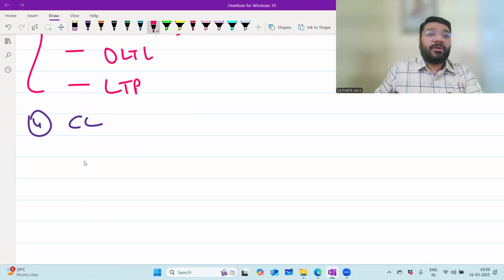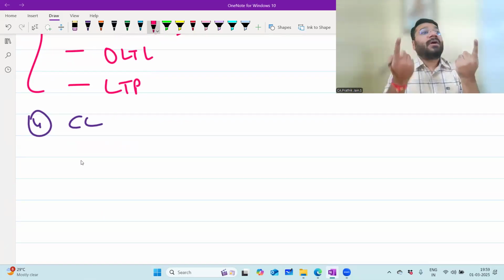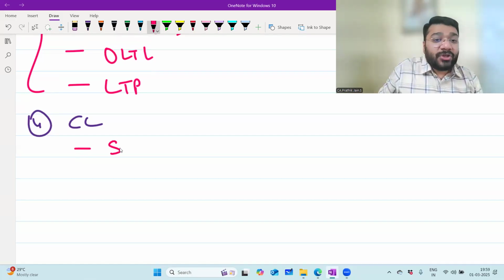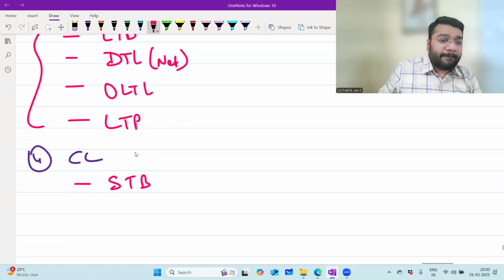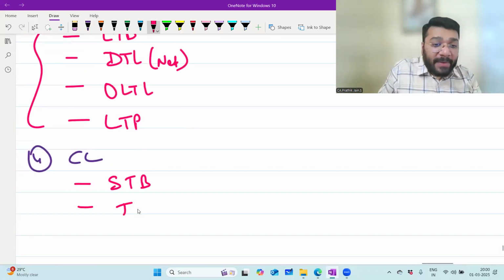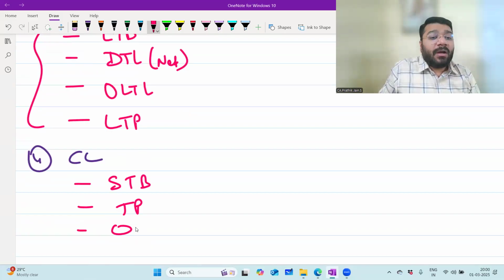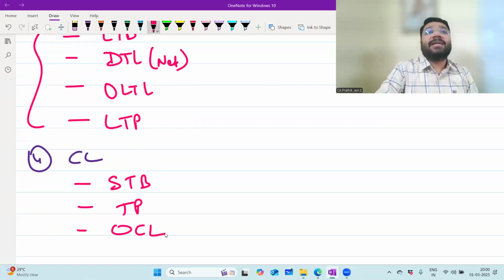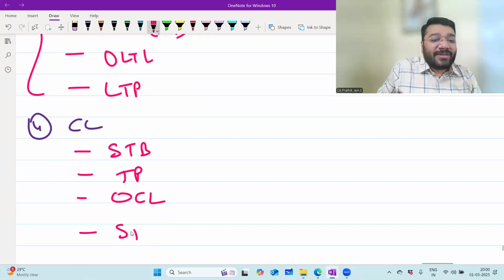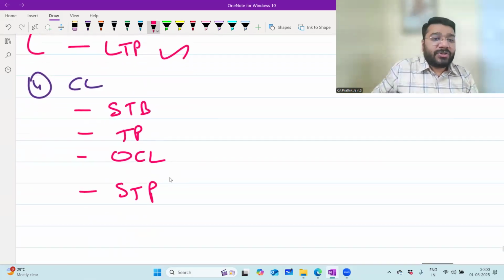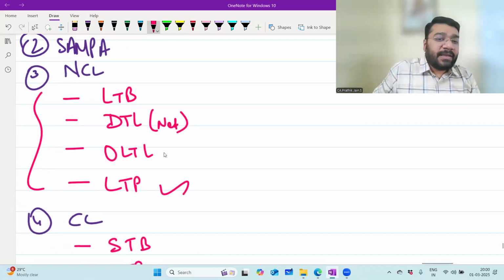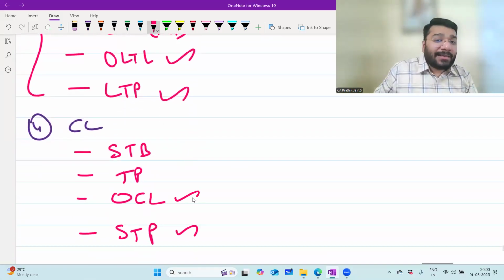Under current liabilities, how many classifications? Four. Are you sure? Yes, sir. So non-current also has four, current also has four. Short-term borrowing: long-term borrowing is one, so short-term borrowing here is also one. Then, instead of details, it is trade payable. Then other current liabilities. Then short-term provision, instead of long-term provision. Here other long-term liabilities, there other current liabilities.